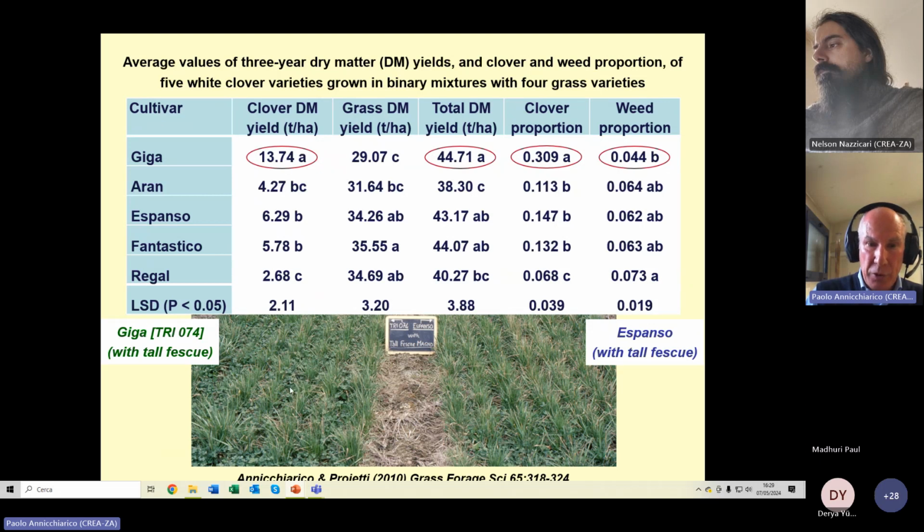You can see here Giga in the third year compared to a good reference variety like Espanso. You can see here the white clover has nearly disappeared, so that clover dry matter yield, average values across 4 grass varieties, is much higher here. There is also a trend towards higher total yield, a clover proportion that is reasonable, no? 30% to have also high forage quality. And also there is a trend here towards lower weed proportion.